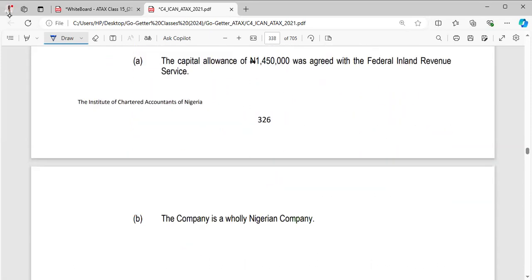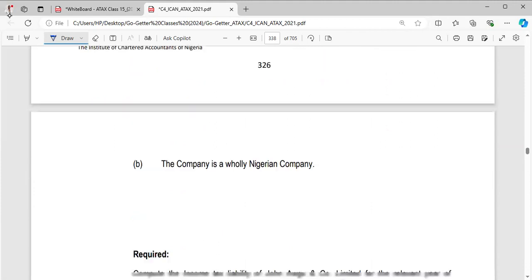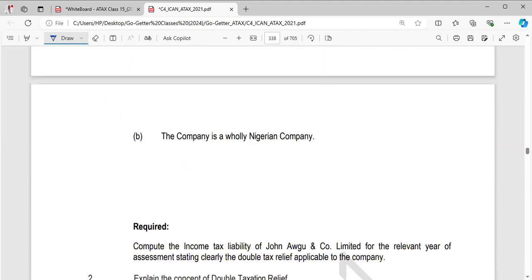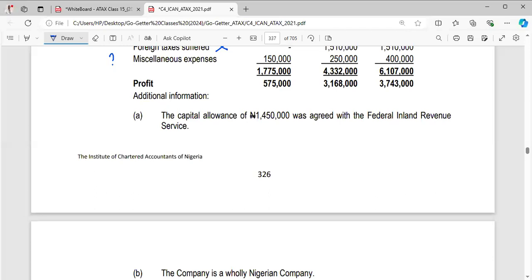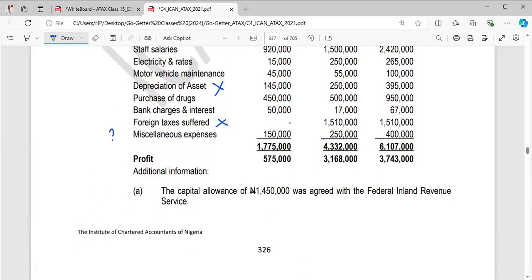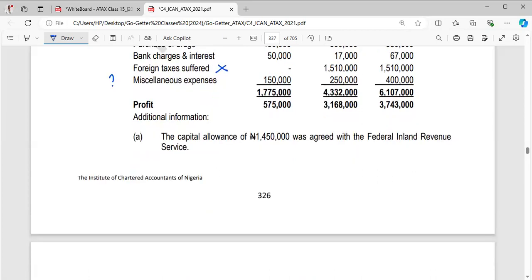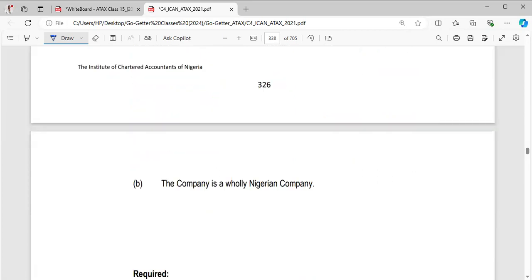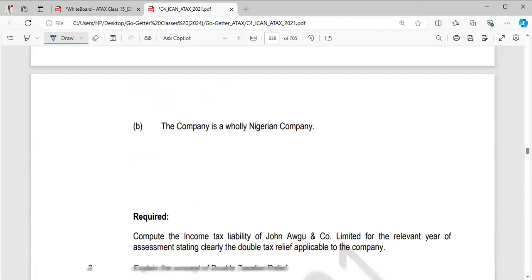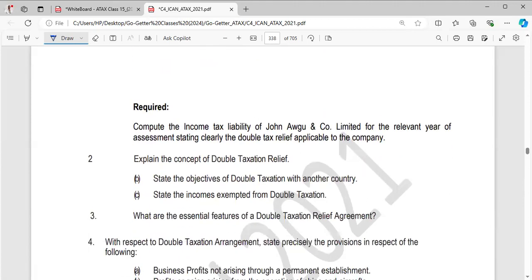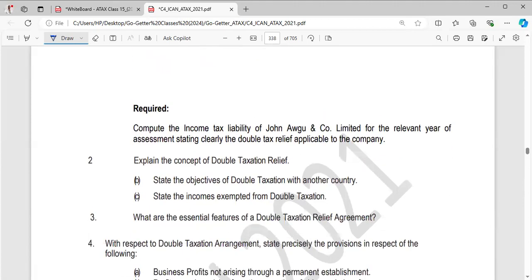The Nigeria is a wholly Nigerian company. That's fine. Miscellaneous expenses might not be allowable because it is not specified if it is wholly and reasonably incurred. Now, what are we told? Required: compute the income tax liability for the year and clearly state the double taxation relief applicable to the company.